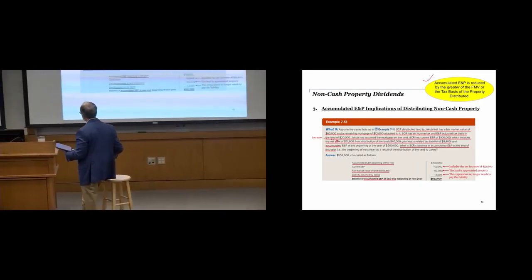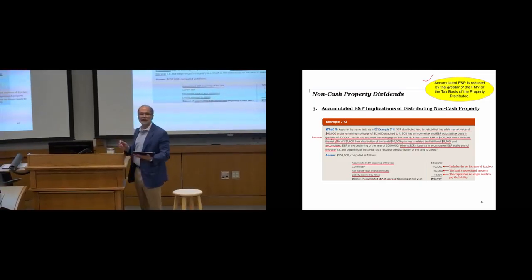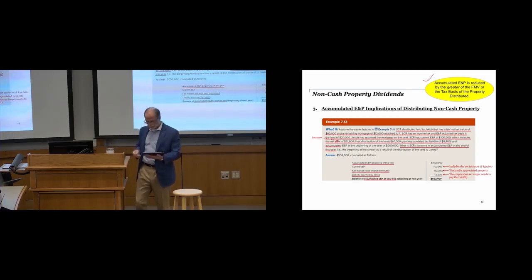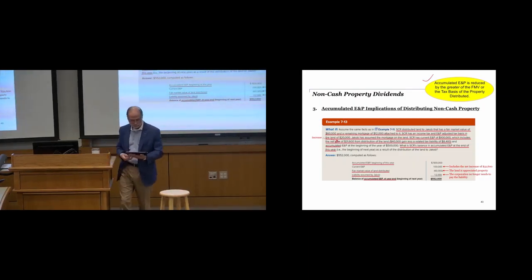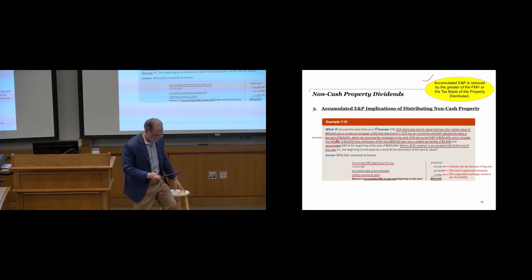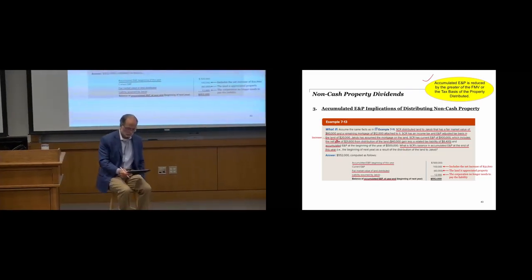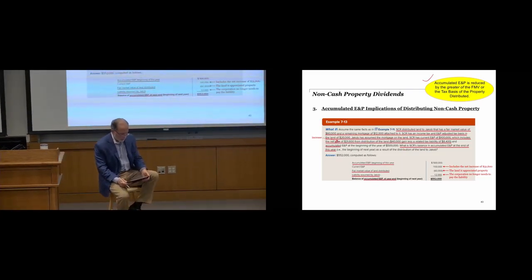Increasing. Okay, 713. What if we assume the same facts, and SDR distributed to Jacob land that has a fair market value of 60K and a remaining mortgage of 12K attached to it. SDR has an income tax and E&P adjusted tax basis in the land of 20K.